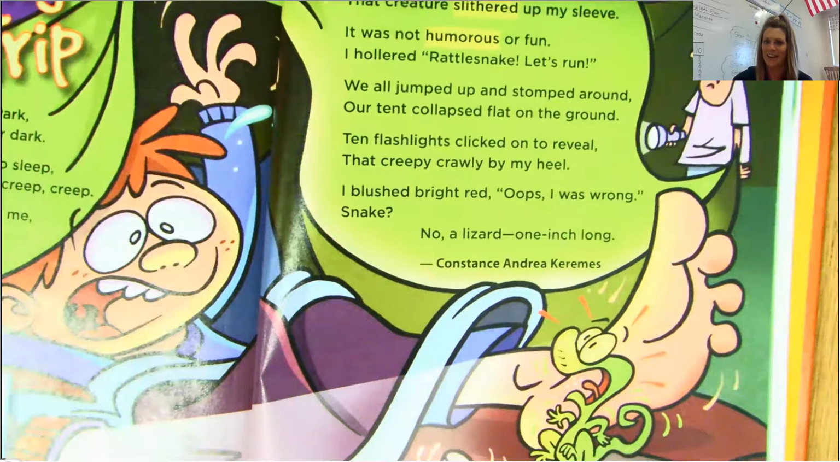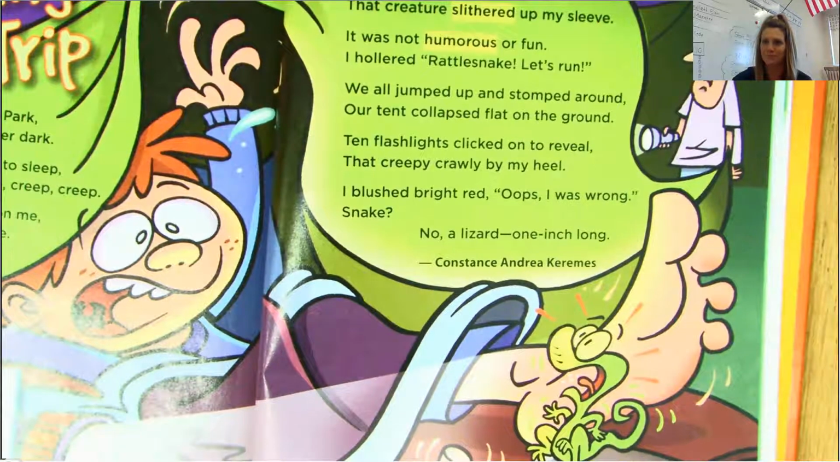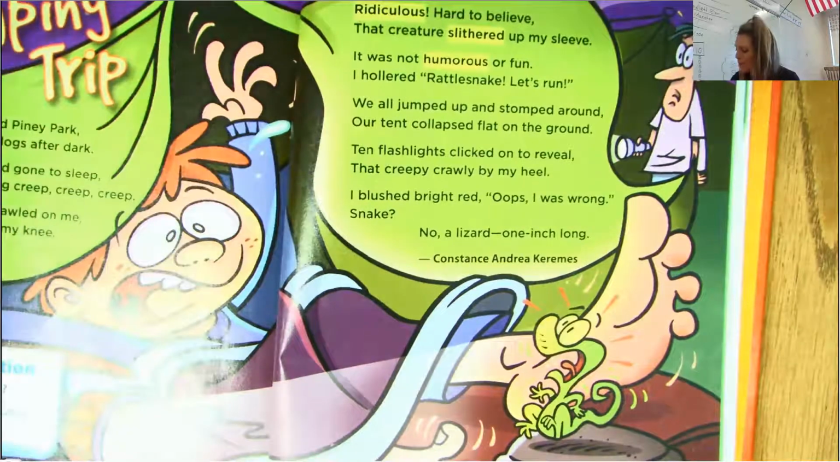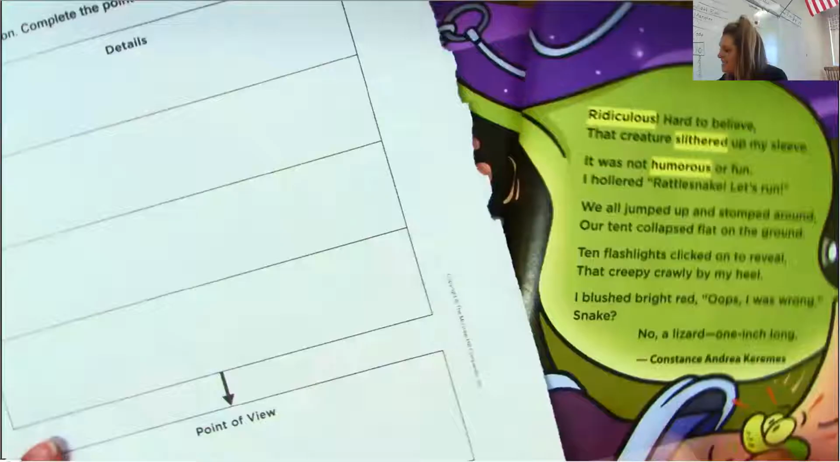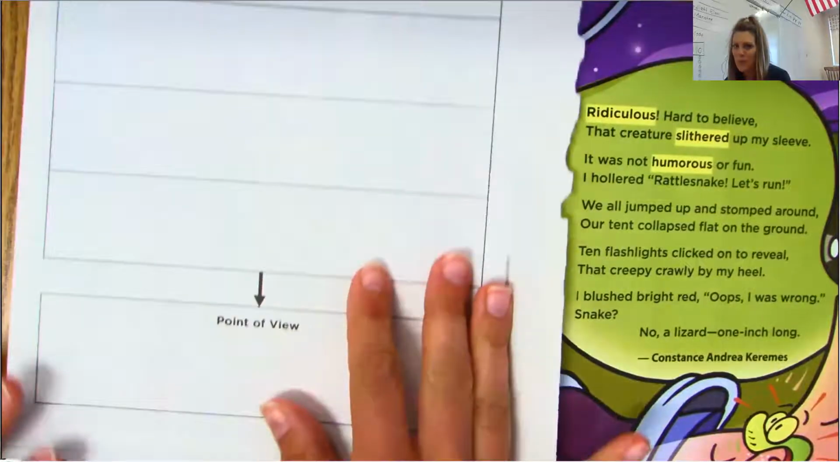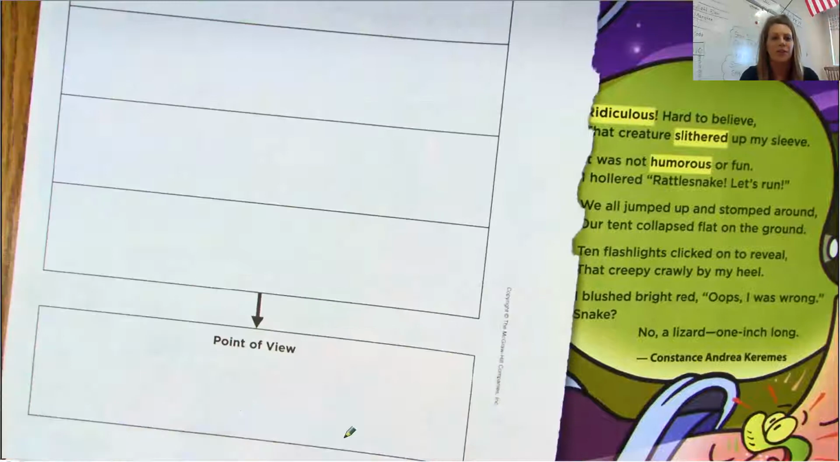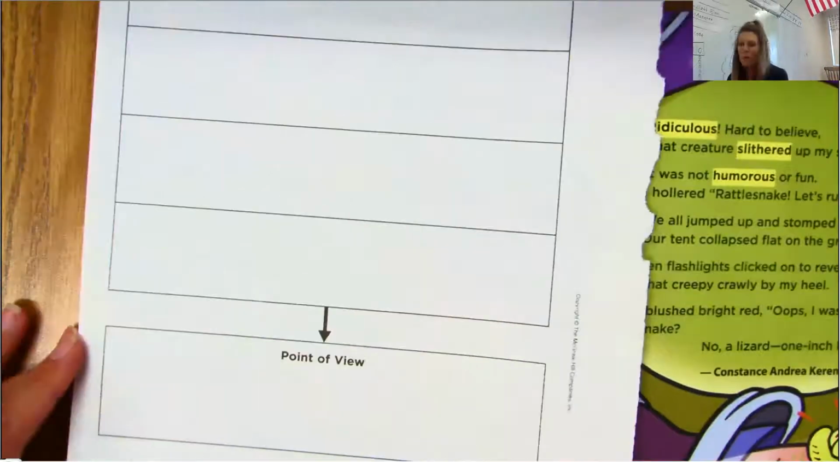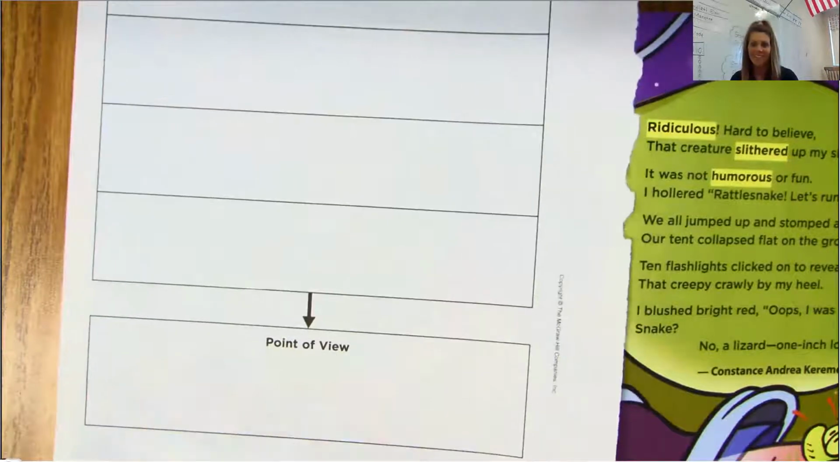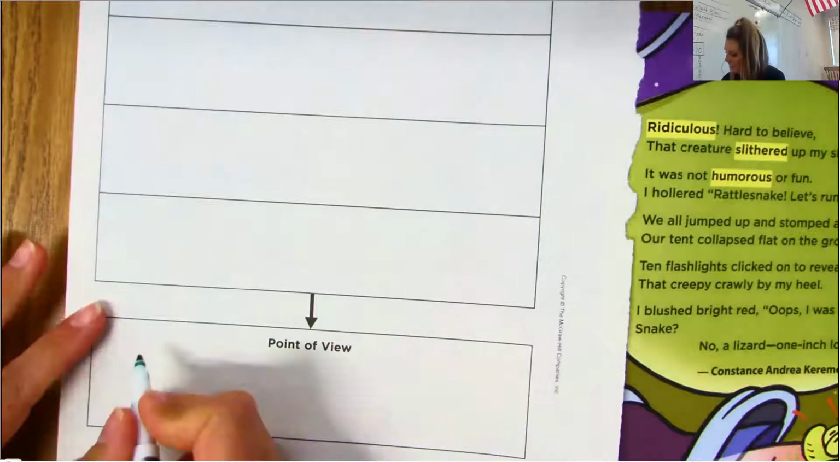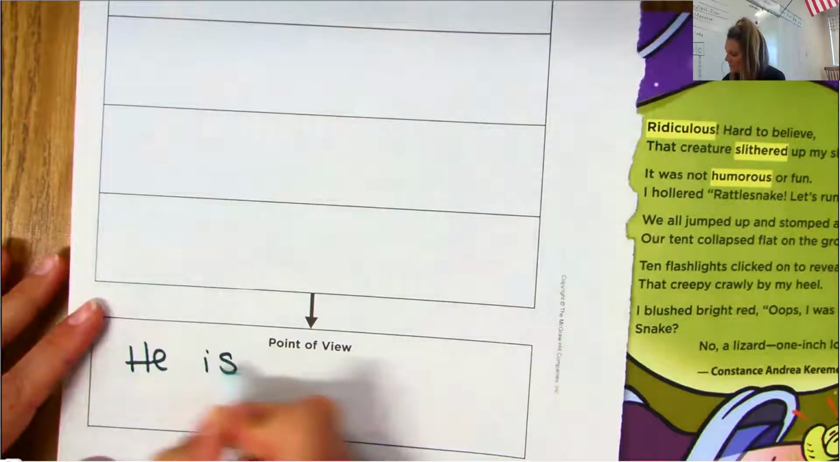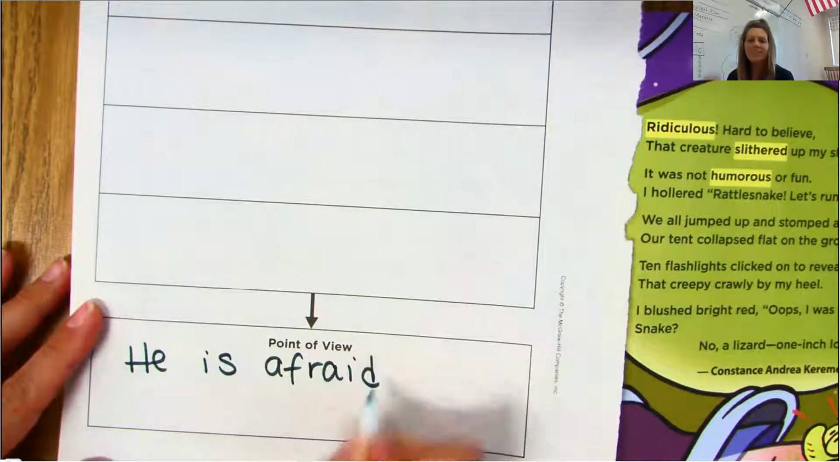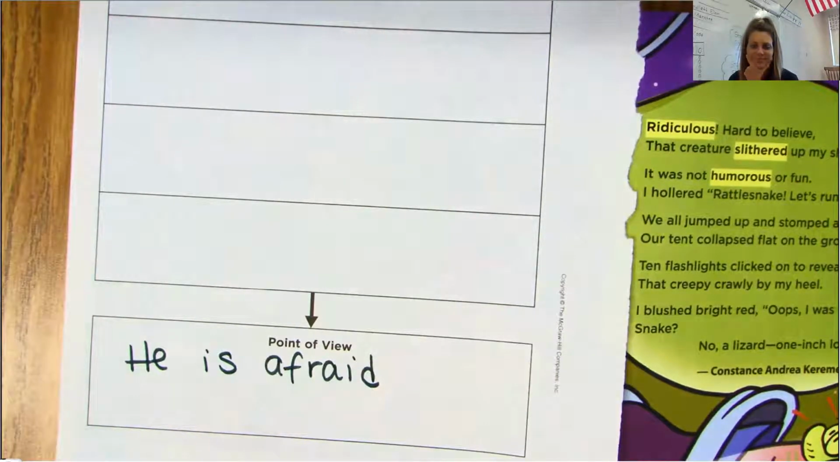Pretty silly. I bet he felt pretty silly after he realized what it really was. All right, so we're going to work backwards here. Let's think about the point of view. What was this character feeling? How was he feeling? He's feeling afraid, right? And what was he afraid of? Go ahead and write it in. What is he afraid of? Of snakes, right?